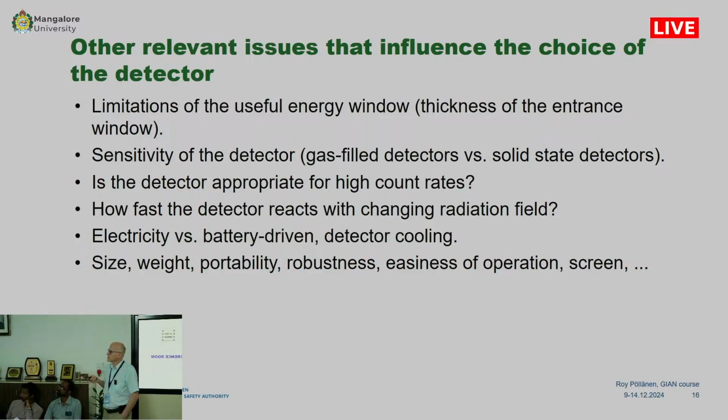One point is whether the detector is appropriate for high count rates. For normal spectrometers, the count rate should not be too high. It depends on the size of the detector there. So there is the so-called dead time. If the dead time is too big, then you get nonsense out.